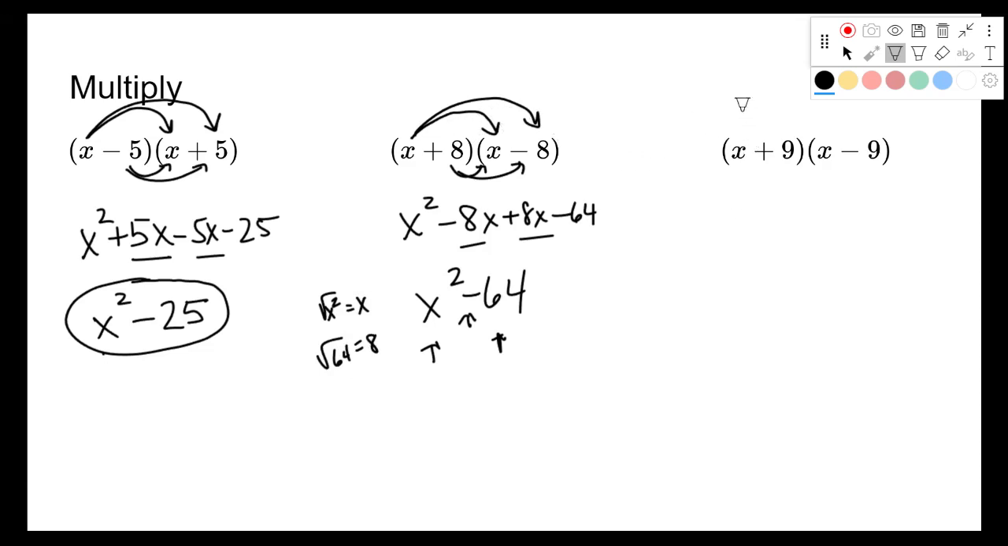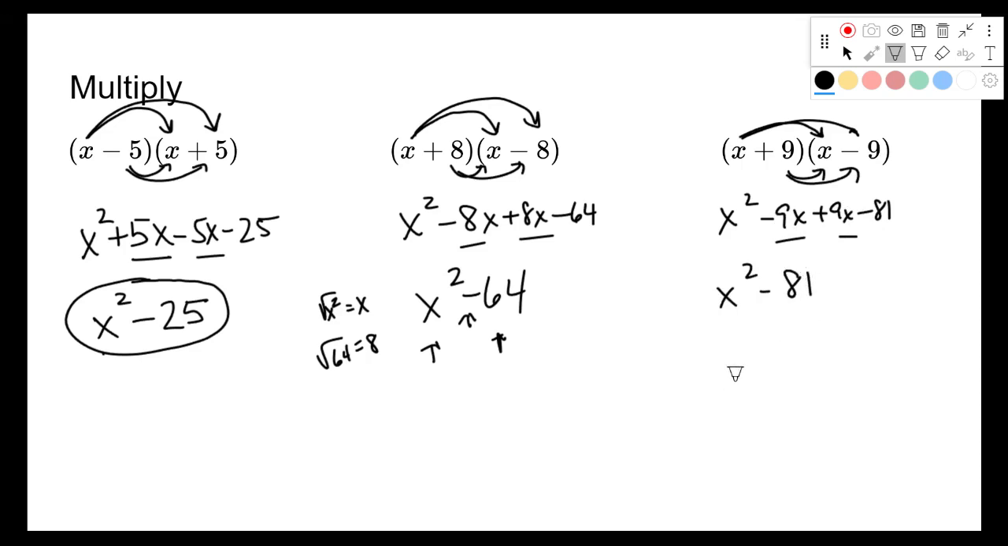And then finally, let's take x plus 9 times x minus 9. X times x is x squared. X times negative 9 is negative 9x. 9 times x is 9x. And 9 times negative 9 is negative 81. Negative 9x plus 9x is 0 again. I get x squared minus 81. And again, I'm down to two terms with subtraction in the middle. If I take the square root of each term, the square root of x squared is x, and the square root of 81 is 9.